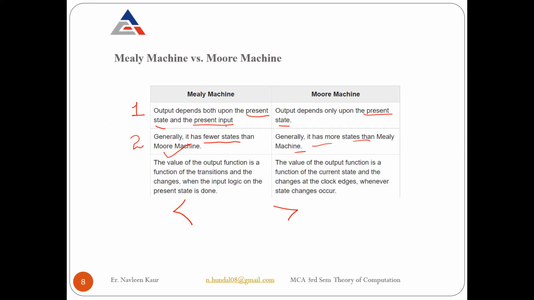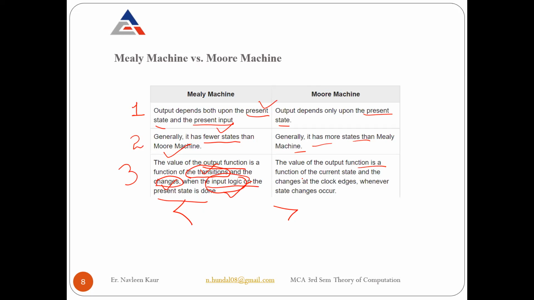Okay, so in case of Mealy machine, I am just mixing up Mealy and Moore, and it is becoming something else. I don't know from where it is coming. So in case of Mealy machine, the output function is a function of the transitions. Transitions means the next states and the changes that you get, when the input logic on the present state is done. So input logic is also important in case of Mealy machine. Present state is important, but the input you are giving is also important.